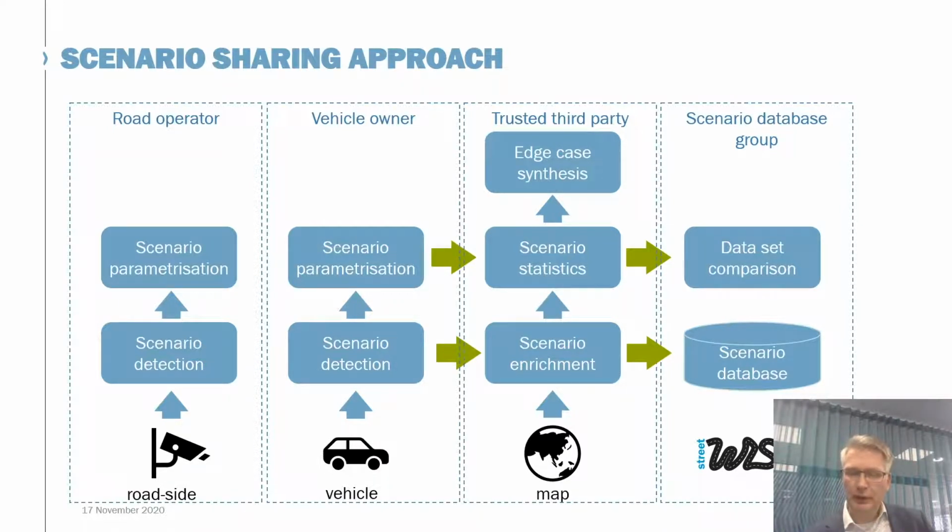So this means that combining from various sources, you can add also external information like maps, for example, and enrich the scenarios. You can build up the scenarios across data sets and compare them, and you can use this for synthesizing edge cases, like the sort of approach that I showed. In the end, at the level of the group of scenario database users, this leads to a shared scenario database, which quickly grows from the different sources, and also a means to compare data sets and to have a measure of the completeness.